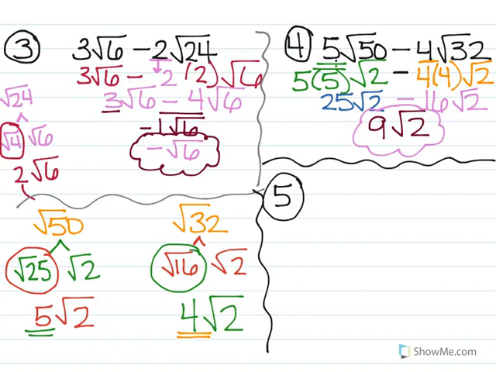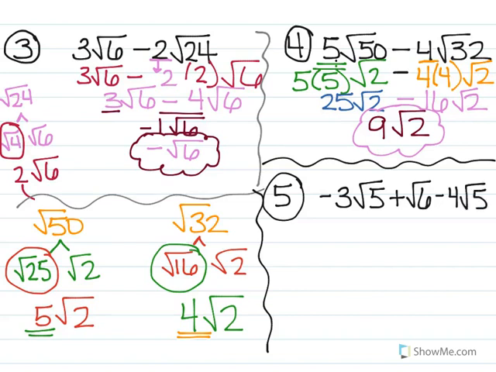Okay, I can probably fit another one on this page. So I'll start with negative 3 radical 5 plus radical 6 minus 4 radical 5.